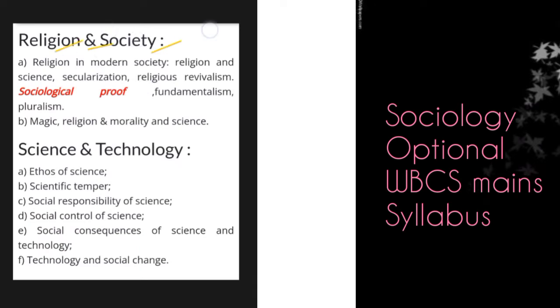The next section deals with religion and society, so religion and modern society, then religion and science, secularization, then religious revivalism, sociological proof, fundamentalism, pluralism, magic, religion, morality, and science. Then comes the section of science and technology, under which comes the ethos of science, scientific temper, then social responsibility of science, social control of science, social consequences of science and technology and social changes.